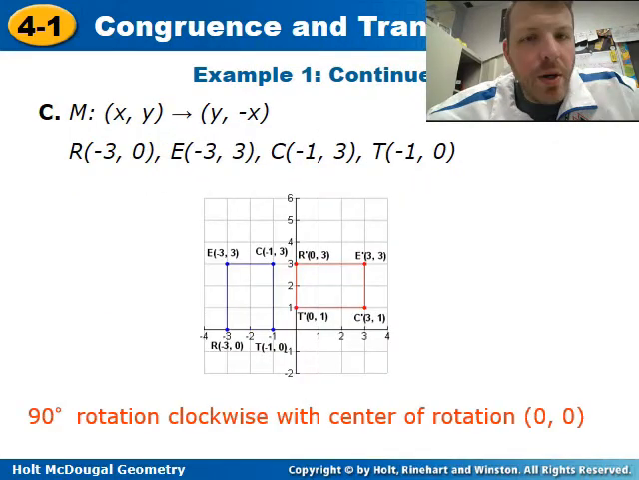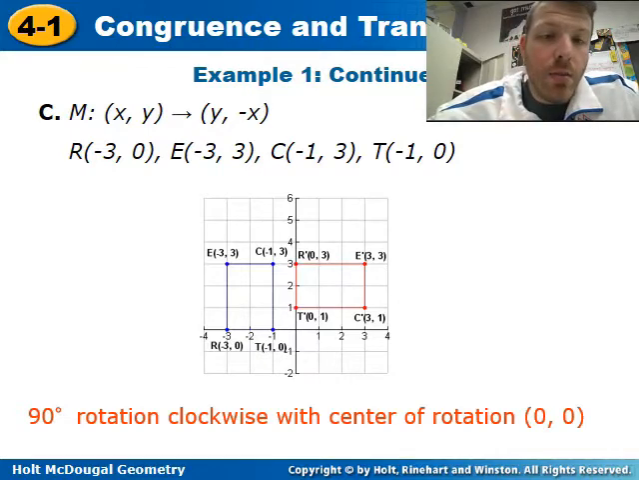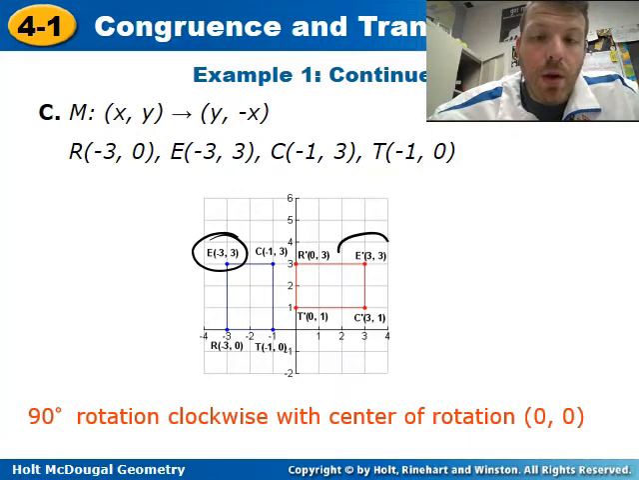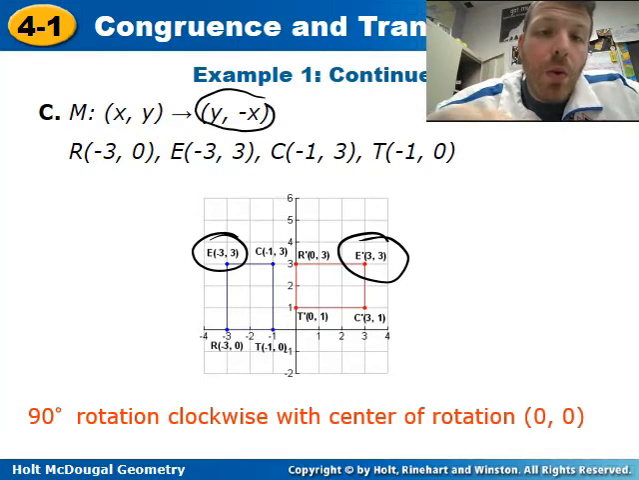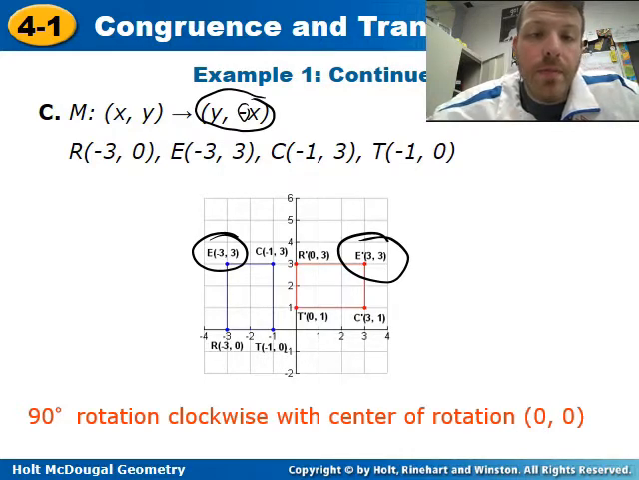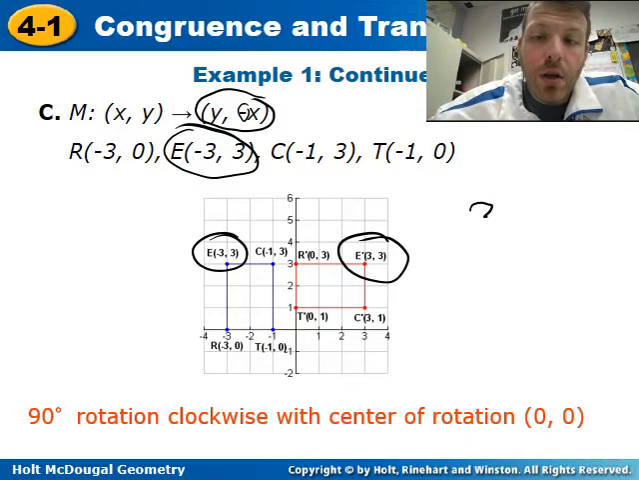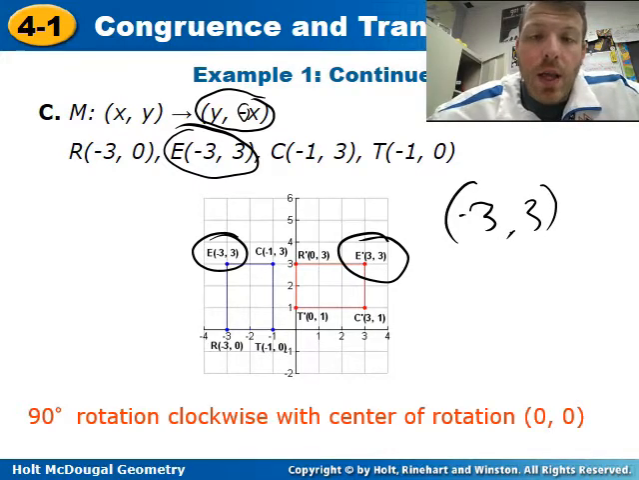Finally, our last example is pretty simple. Again, E here is the pre-image and E prime is the image after it's moved. What has happened is the rule is saying that the x is going to switch places with the y and then become opposite. So for example, if I look at E and pull that out, I have -3, 3. What this is saying is that my x is going to change positions with my y.